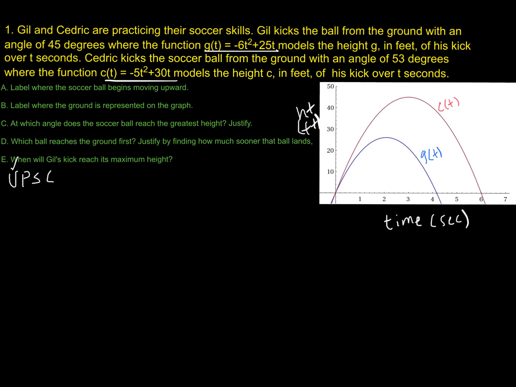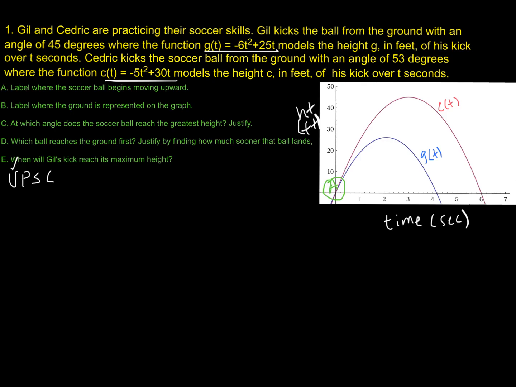Okay, so I hope that A went well for you. Here we want to label where the soccer ball begins moving upward, and this is pretty straightforward, right? The moment at which the ball is kicked would be where it starts moving upward, and that is going to be at time 0. So that will be at the origin, and so I'll label that with an A, and I can circle it too just to make it very clear.